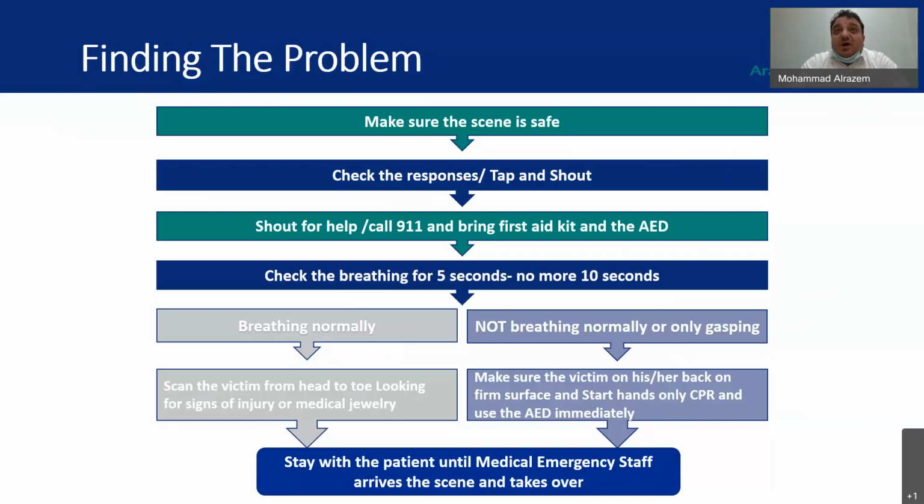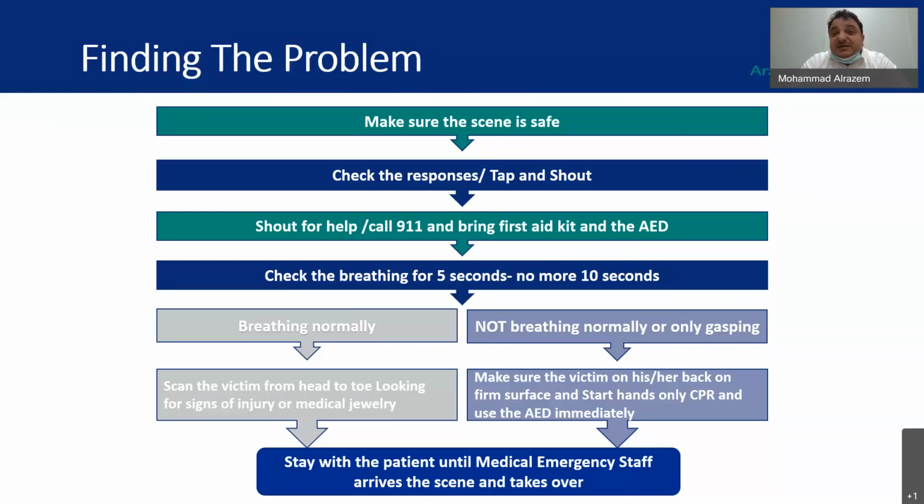If the patient opens his eyes or makes any noise, that means he is conscious. He may be in pain or confused, but still he is conscious. That means his heart is beating, his heart is working, and his breathing is working. Now you ask him, what happened to you? Maybe he will tell you, I am tired, I need help.